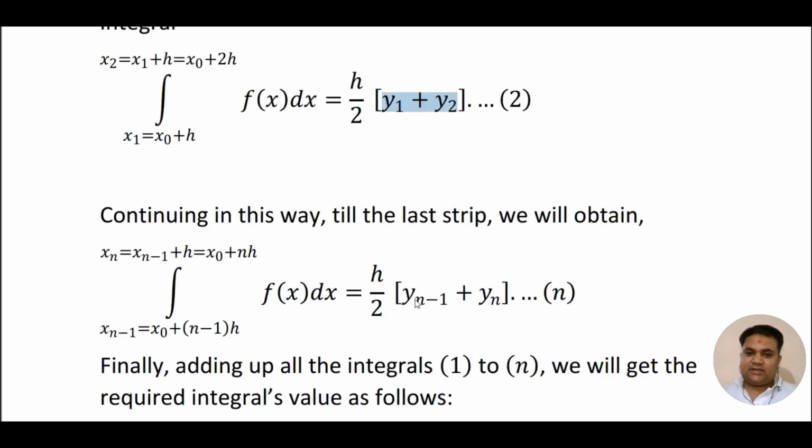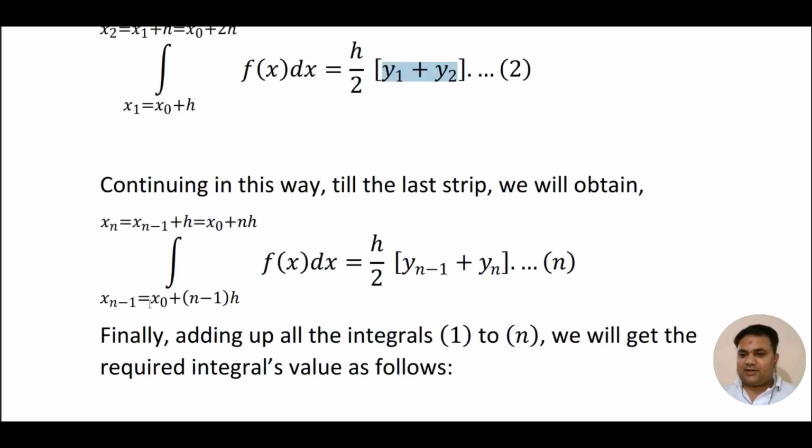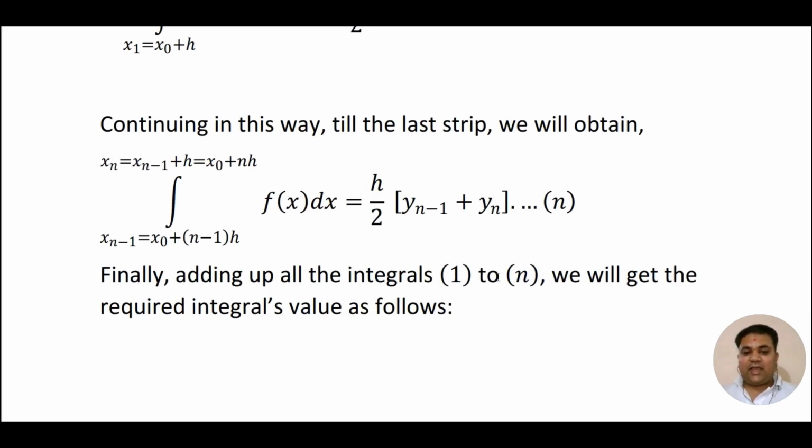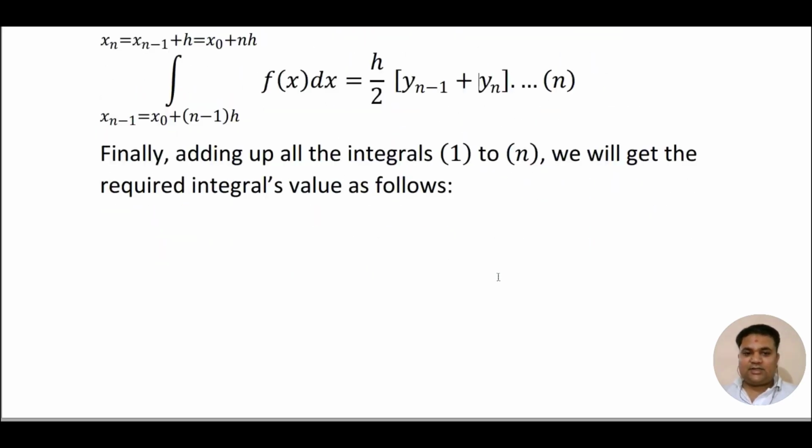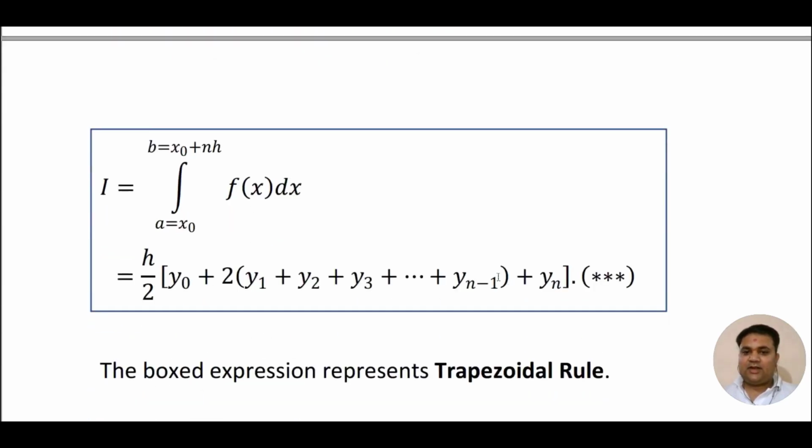Continuing in this way till the last strip, we will get the integral from xn minus 1 to xn, and the value of that integral is h by 2 times (yn minus 1 plus yn). So these are basically n different equations. Finally, if you add up all these integrals, you will get this boxed expression, that is the required integral's value.